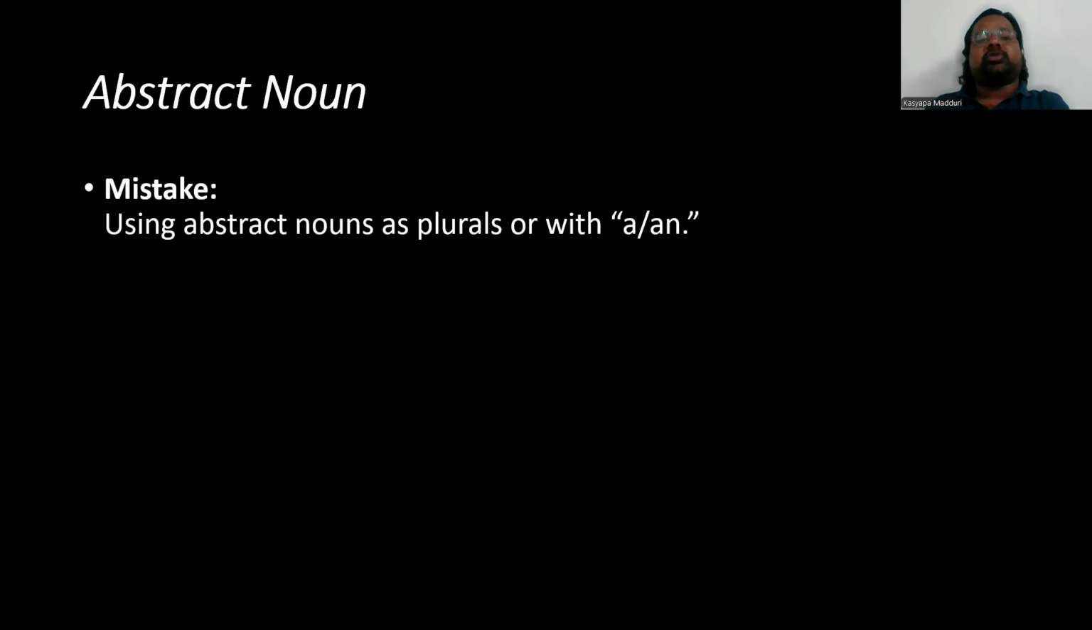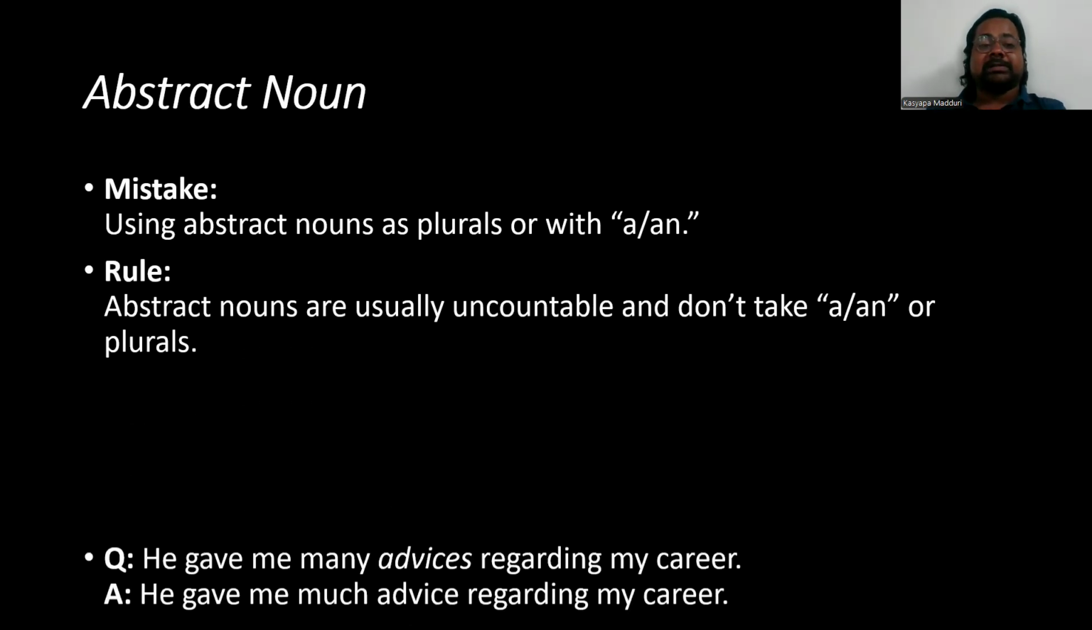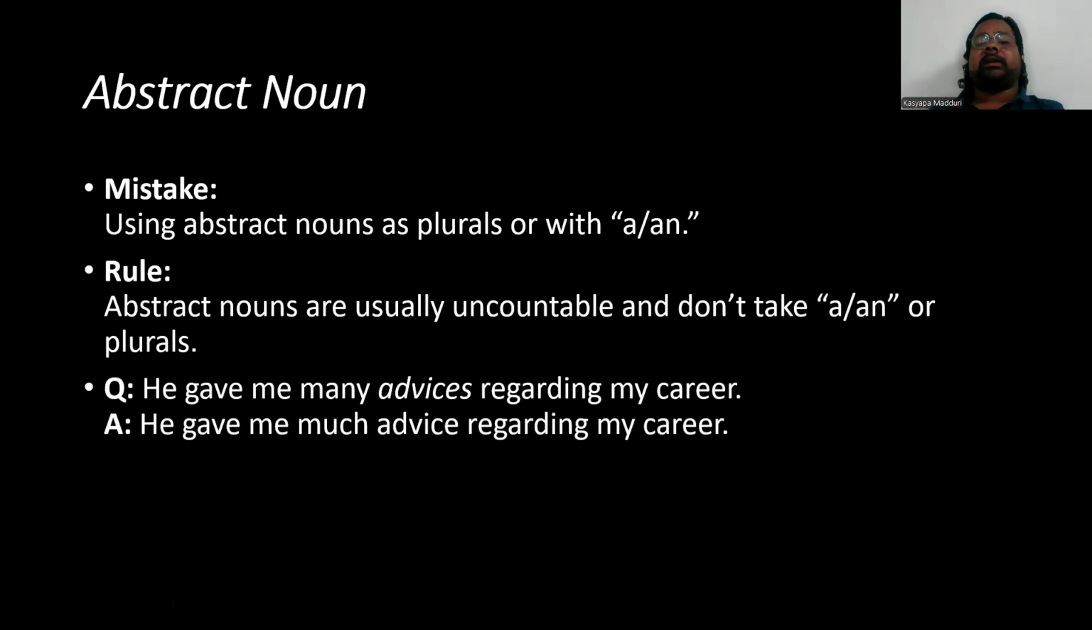Next, abstract noun. Mistake: using abstract nouns as plurals or with a or an. That is a mistake that is made. Rule: abstract nouns are usually uncountable and don't take a or an or plurals. Okay. He gave me many advices regarding my career. That is a wrong sentence. What is the correct sentence? He gave me much advice regarding my career.